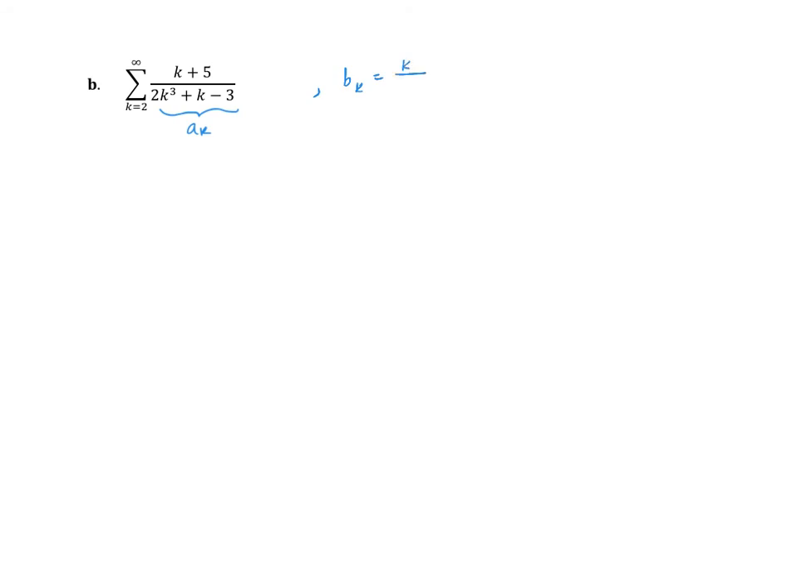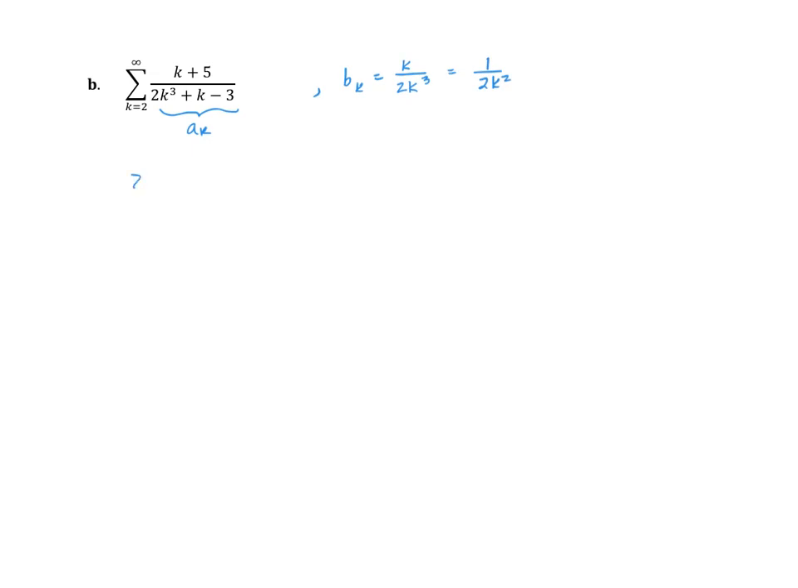which in the numerator would be the k. So pick the largest term in the numerator and denominator. And the denominator would be the 2k to the third. Choose that for your comparison series, because then it will simplify. In this case, it's going to be 1 over 2 times k squared.